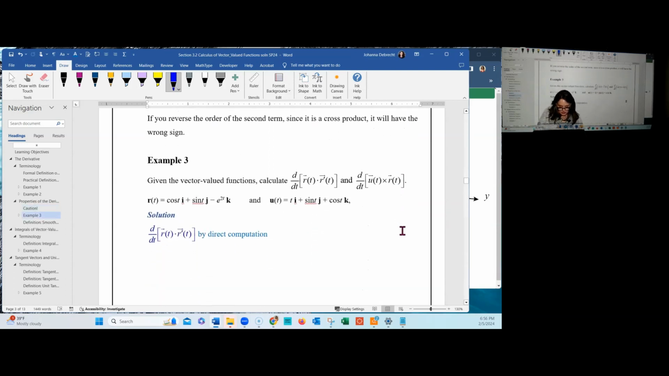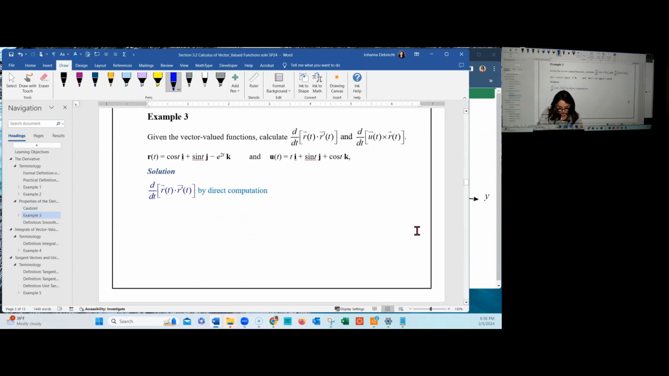Let's now take a look at example 3. We're going to look at example 3 several different ways. We're going to use some of the properties, and we're also just going to calculate it directly. So the first thing I want you to do is simply to take r of t, which is right here: cosine of t for the i hat direction, sine of t for the j hat direction, negative e to the 2t power for the k hat direction.